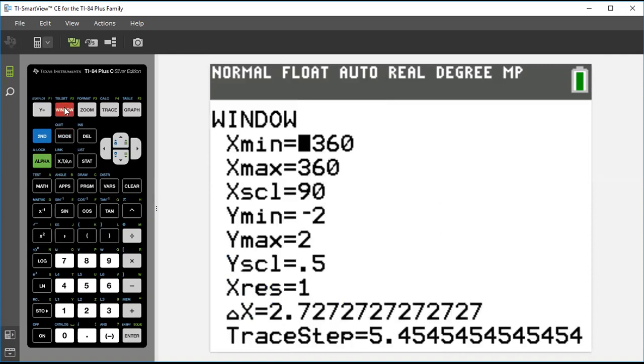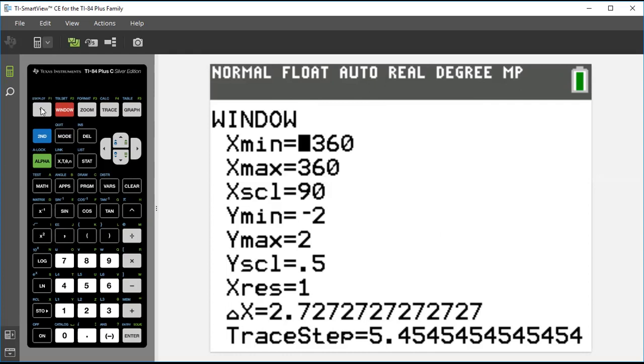And now my window. So the x min, the smallest value on the x-axis is -360. The largest all the way to the right is 360. In the scale, you may either call it 45 if you want the tick mark in the middle, or you can go 90. So either or. And then I'm going to go y min is -2, y max is 2, and I'm going to scale this by 1/2 just so that it looks nice on my paper.